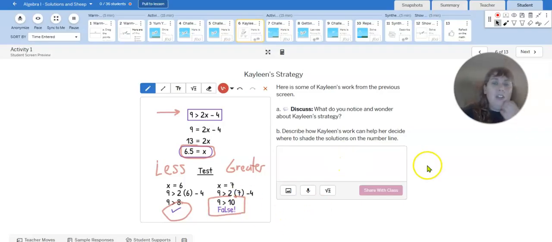So in the box here, I want you to describe how this strategy helps you decide where to shade. So Kayleen's strategy of picking 2 points and deciding, am I shading less than or greater than? What does that strategy look like? Put it into the box here, pause the video if you need to, and then push on to slide 7.